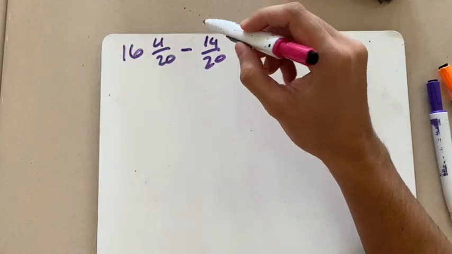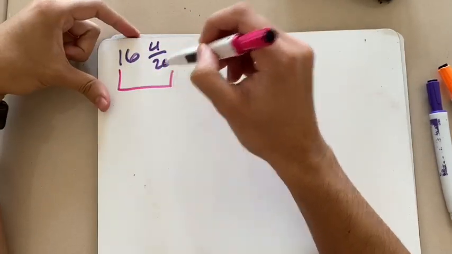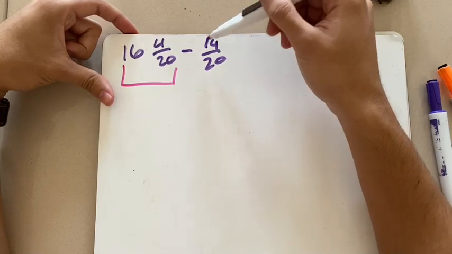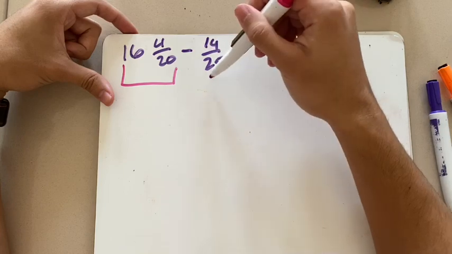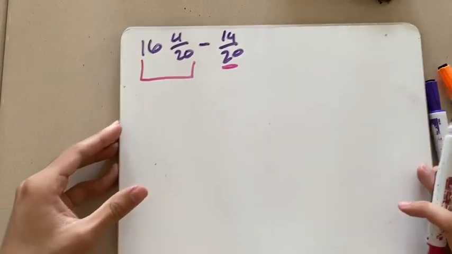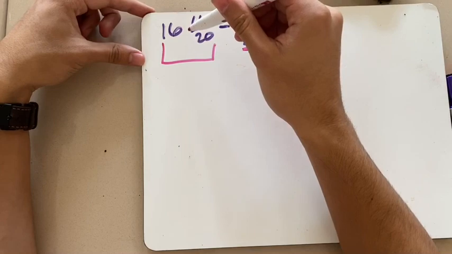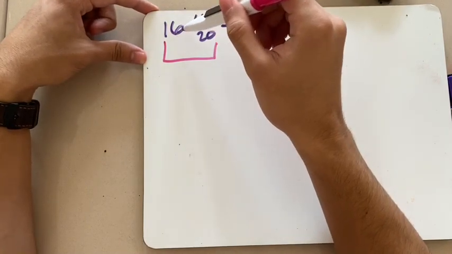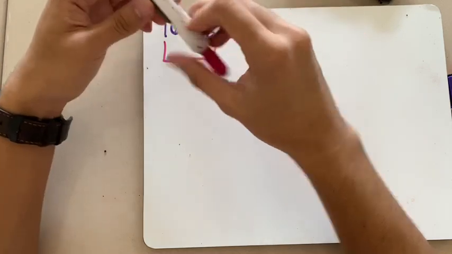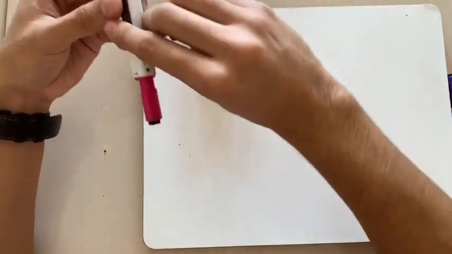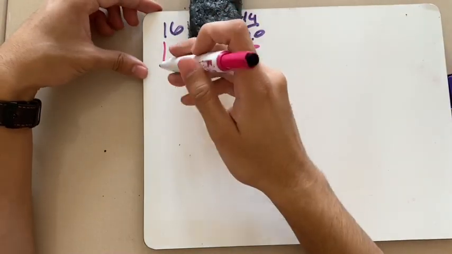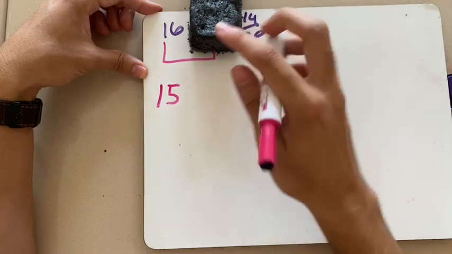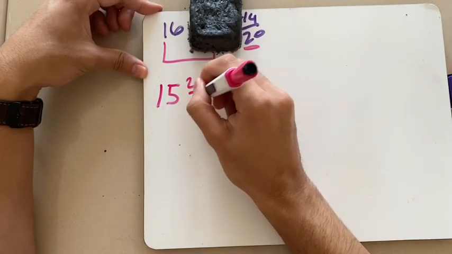No. So we're going to have to break apart this whole number, much like we did with our warm-up, in order to subtract this. All right, well, how are we going to do that? Remember, in our warm-up, we broke apart this 16. So how can we break apart this 16? Let's not pay attention to this 4 over 20 yet. I can break it apart by going 15, and then my denominator is going to be 20, so it's going to be 20 over 20, right?